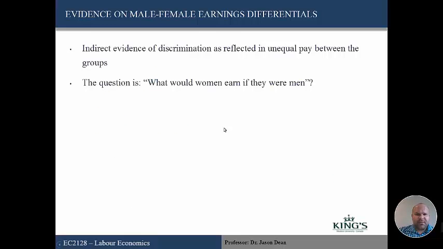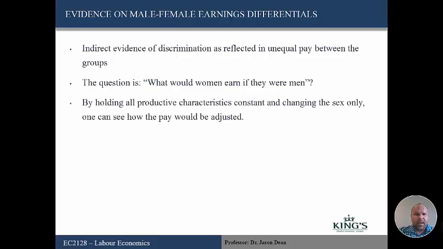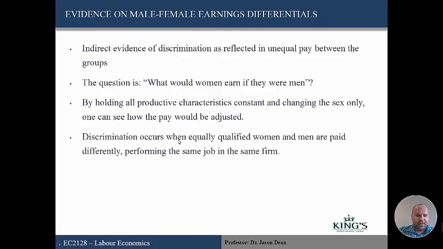There's indirect evidence of discrimination as reflected in unequal pay between the groups. The main question when you're looking at this is, what would women earn if they were men? You'd want to hold all productive characteristics constant and change the sex only. If there is a difference, that would be attributed to discrimination. It occurs when equally qualified people, men and women, are paid differently, but everything else is the same and they're performing the exact same job.